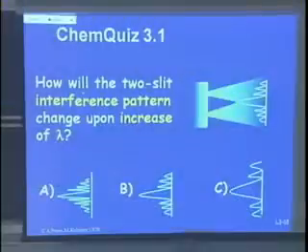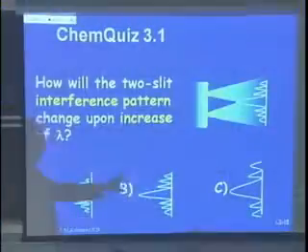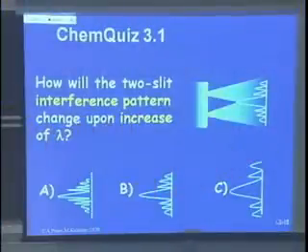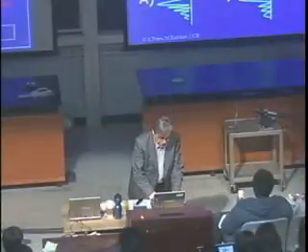So how will the two-slit interference pattern change upon the increase of lambda? How will it change? If I make a longer wavelength, will that pattern be smaller? Will it be the same? Or will it be spread out? How will that change that pattern? Think about it on your own.